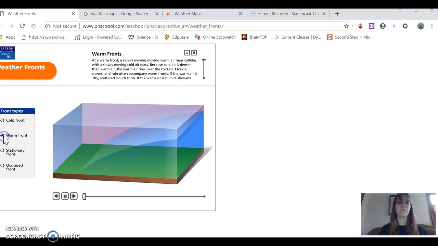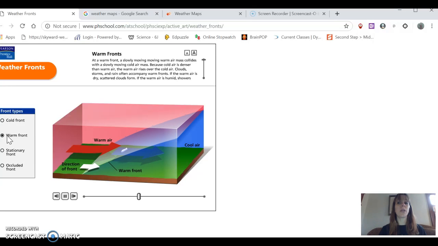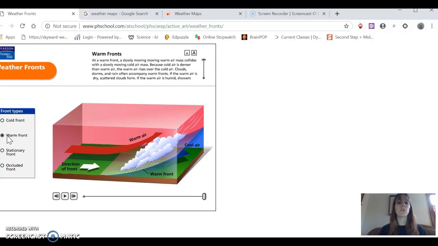Let's review warm. In a warm front, you've got the warm air mass, this time much stronger, but it's really slow moving, but it's able to overpower the weaker cold air mass. The warm air pushes up and takes over the cold air mass, causing multiple days of rain, light rain, clouds, and fog.